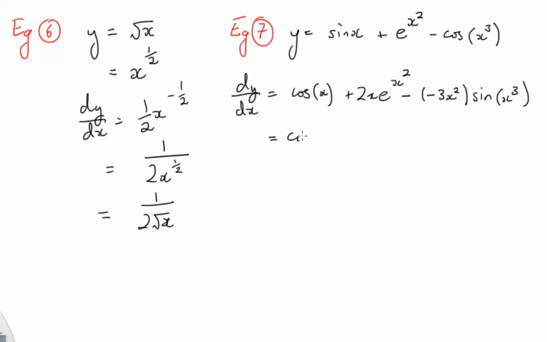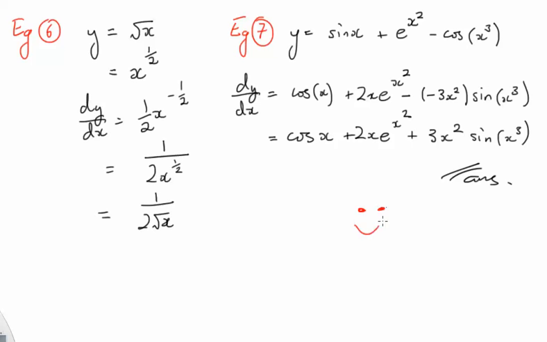But then tidy it up. Cos of x plus 2x e to the x squared plus 3x squared sine of x cubed. If you're comfortable with that, you're doing very, very well. If you're comfortable with that last problem, you should be very happy with yourself.